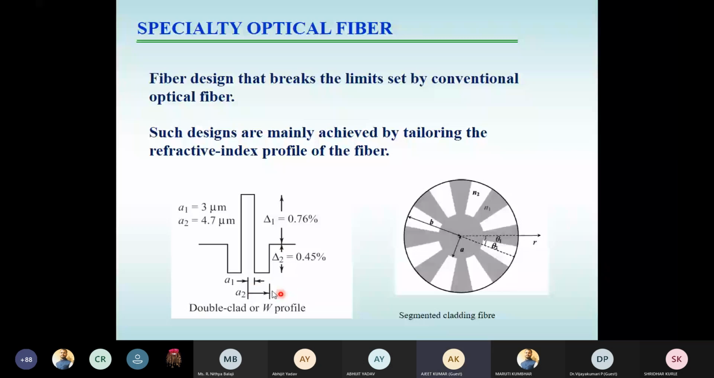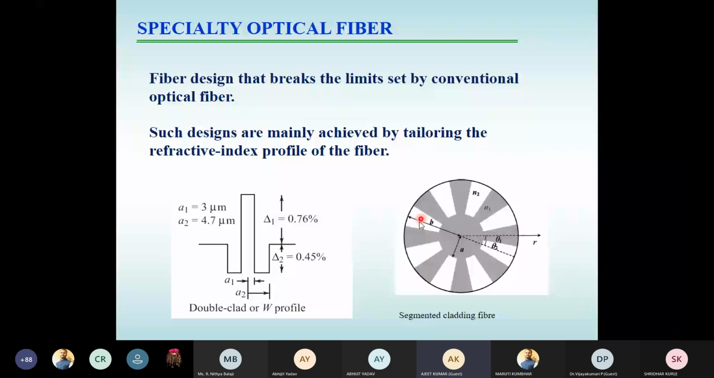Now, in the second example which I have taken here, you can see the refractive index is basically tailored not in the radial direction. It is tailored in the angular direction, and that is why I have taken this example.